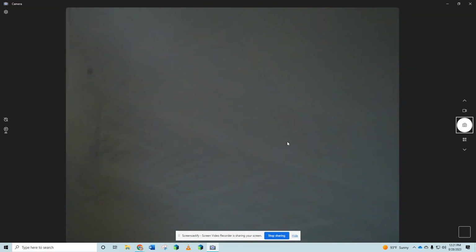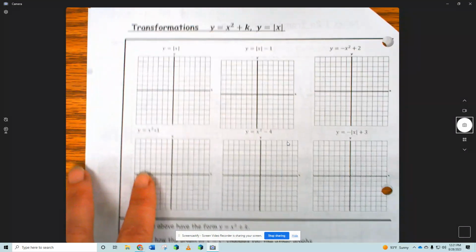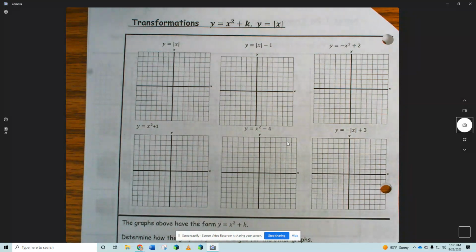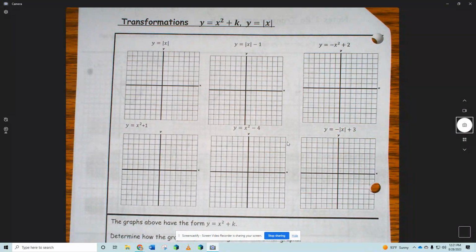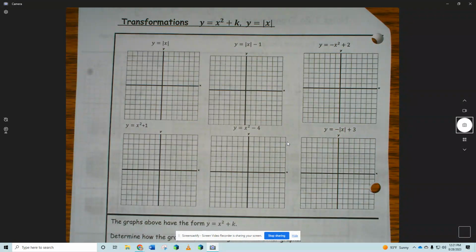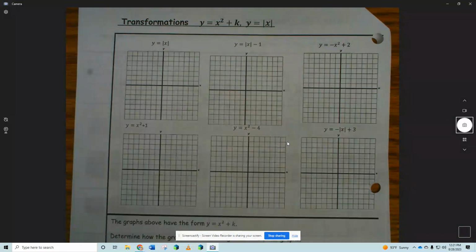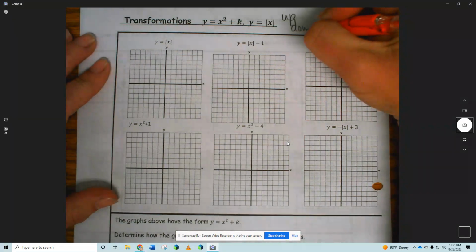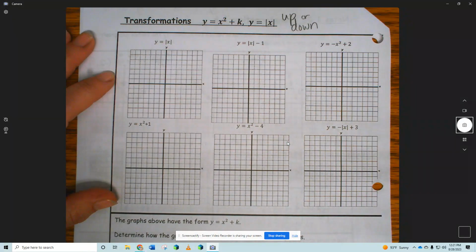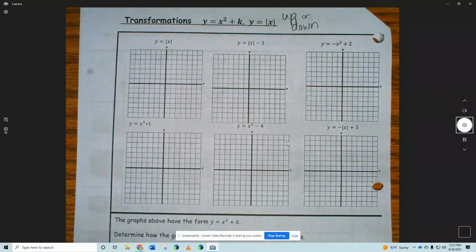All right. Now I'm doing k. Up, down, up, down. So up and down only. Only. We're doing combination tomorrow. We're just focusing on one or the other today. Up, down. Up or down. Same sign. So whatever the sign is, positive means up, negative means down.